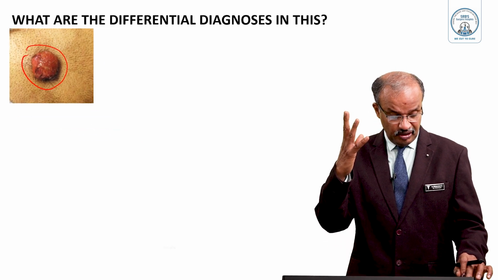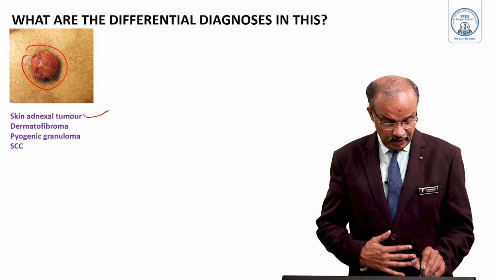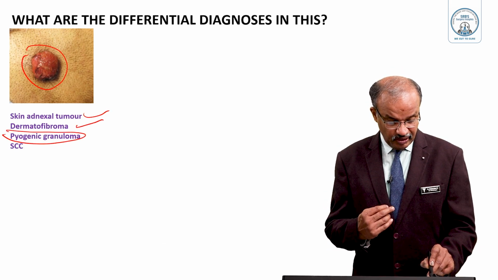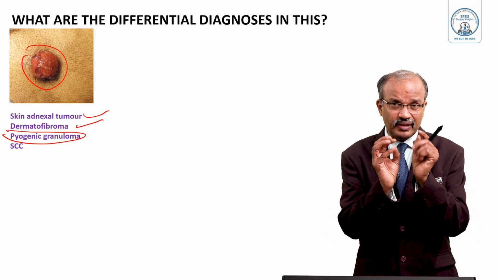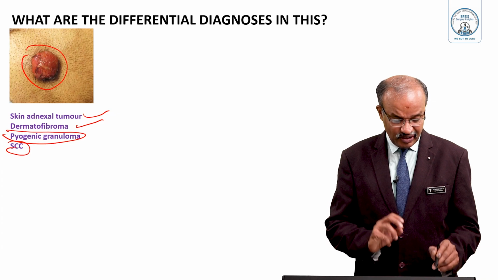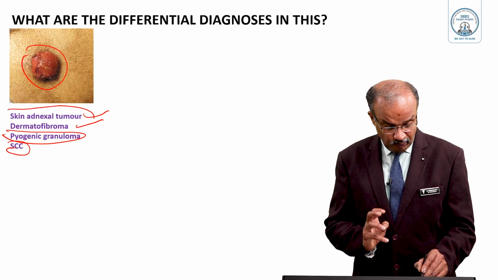The first thing you have to think of is skin adnexal tumor, dermatofibroma, maybe pyogenic granuloma, though not that typical because granulation tissue looks different. Our lesion does not look like granulation tissue actually. Maybe SCC, that's also not that typical. But the first two are more likely.